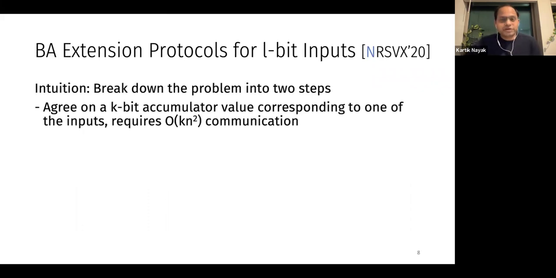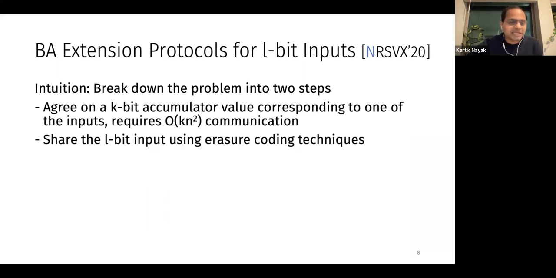So the key intuition here is to break the problem into two steps. One, you agree on a kappa-bit accumulator value corresponding to one of the inputs. Typically, using a standard Byzantine agreement protocol, the state of the art would require kappa n squared communication. And second, you would share the L-bit value separately using erasure coding techniques. You need to ensure that the L-bit value you're sharing corresponds to the kappa-bit accumulator value you're agreeing upon, and I'm glossing over these details here.